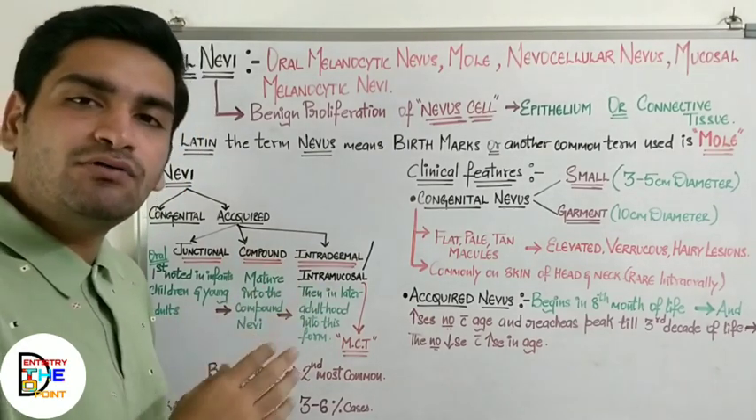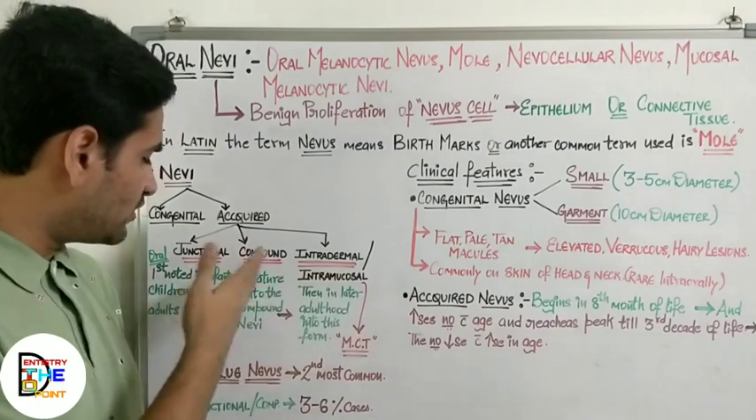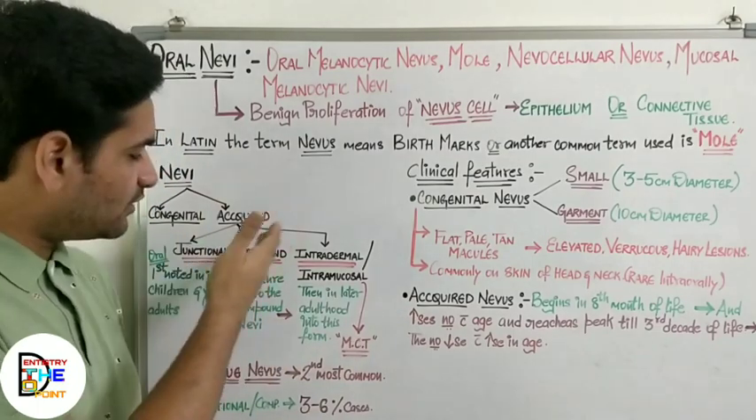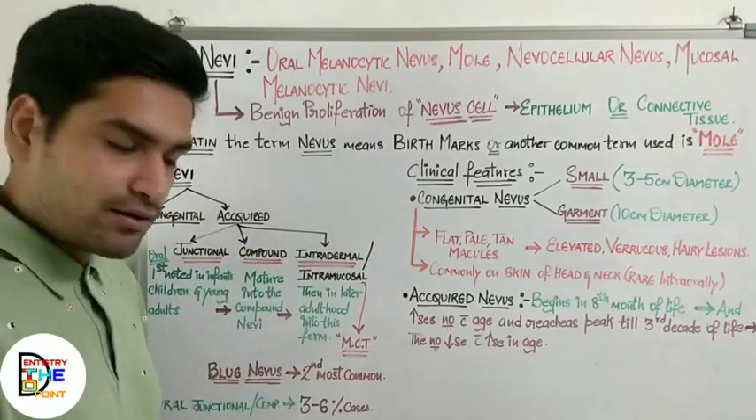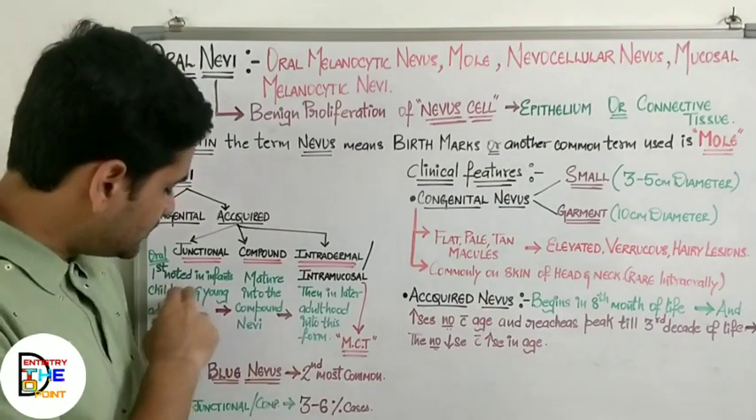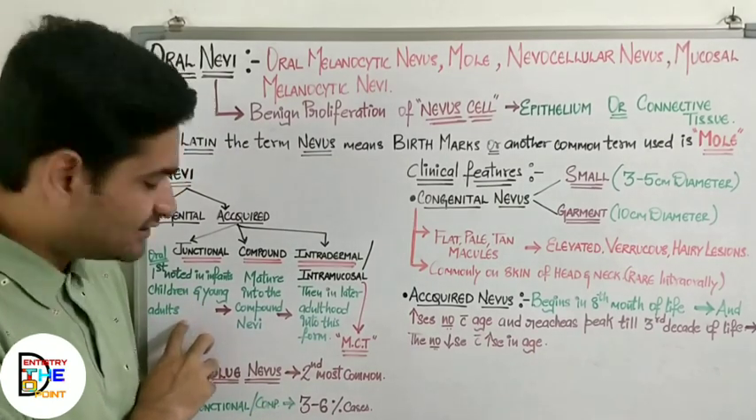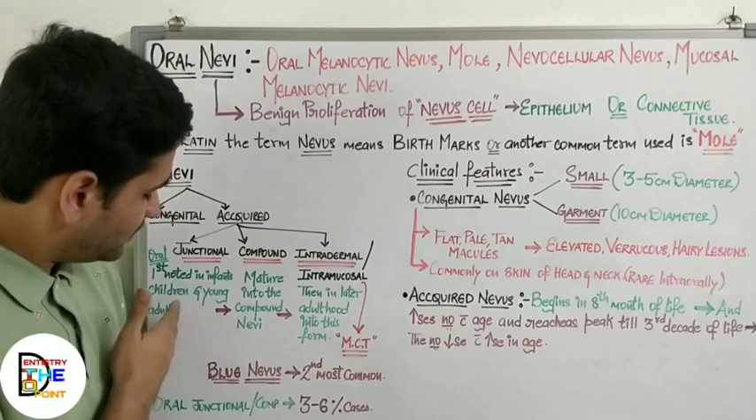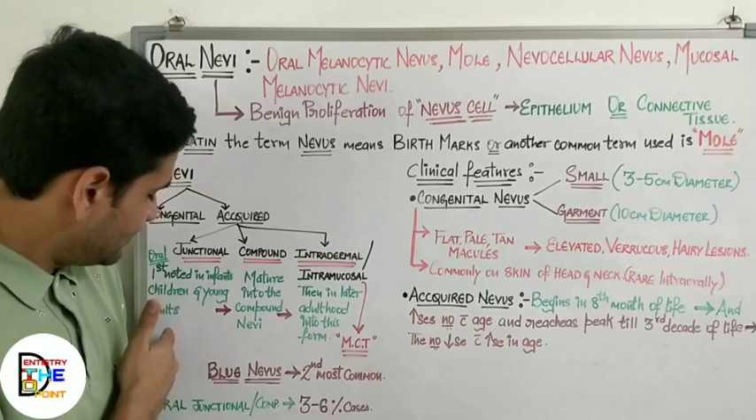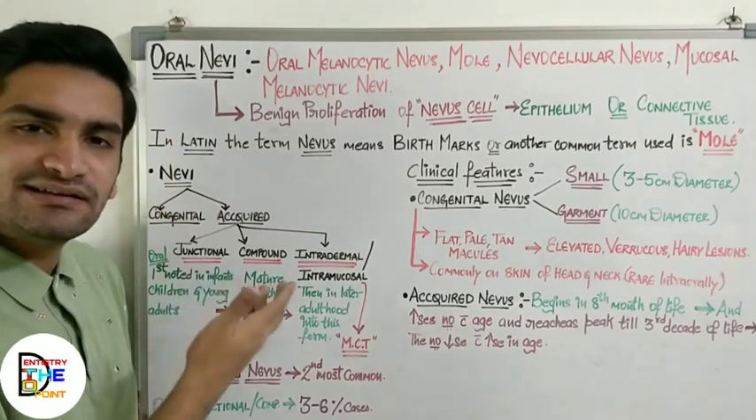Now if we talk about the oral variants of all this, that is oral acquired junctional, oral compound or oral intramucosal, it is first noted in infants and children. The junctional variety is first noted in children and young adults, or infants, children and young adults.